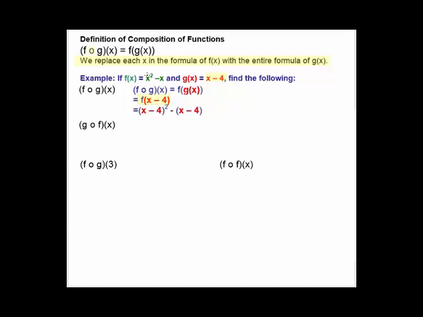So we have two x's in the f of x formula. We have x squared minus x. So when we do the composition, we get x minus 4 quantity squared minus another x minus 4.